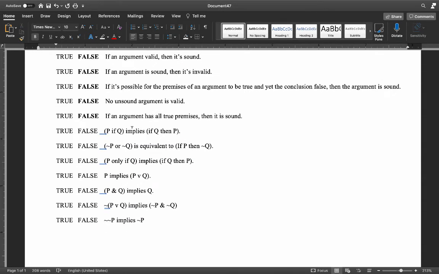Next, P if Q implies if Q then P. That's true. So think about it like this. You're a sibling if you're a sister implies if you're a sister then you're a sibling.